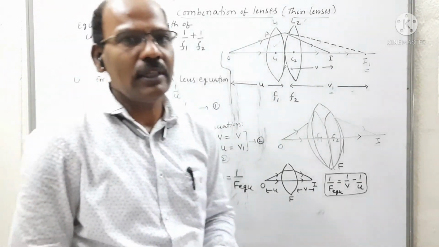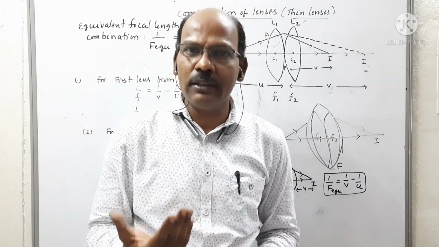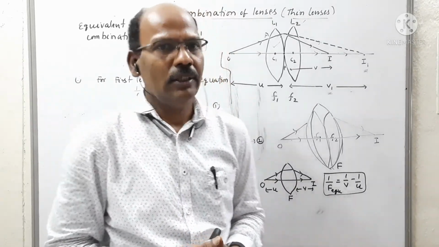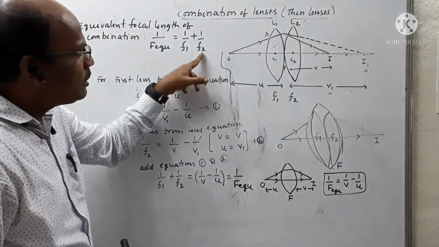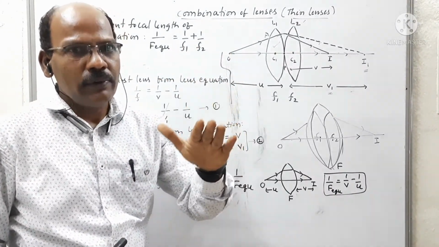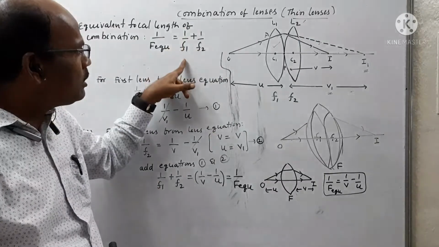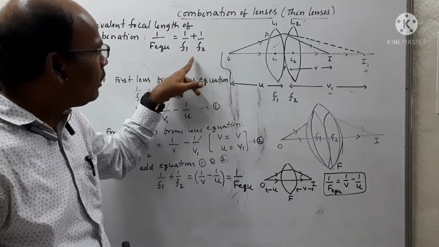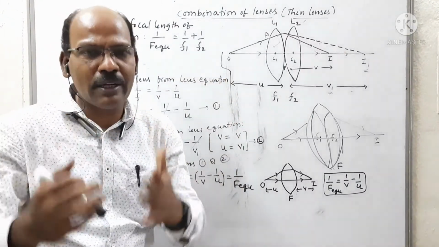Already in the previous lecture, we learned what the power of a lens is. The reciprocal of its focal length is called the power of the given convex or concave lens. F1 is the focal length of the first convex lens and F2 is the focal length of the second convex lens. So the reciprocal of the focal length of the first convex lens is called its power. 1 by F1 is P1, 1 by F2 is called P2. So this becomes P1 plus P2. What is 1 by F equivalent? That is the equivalent power of the combination.